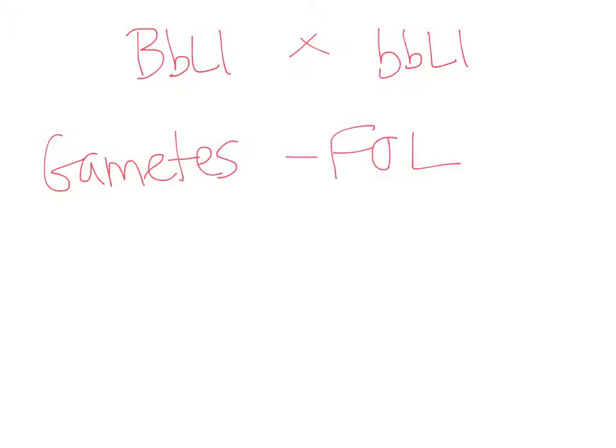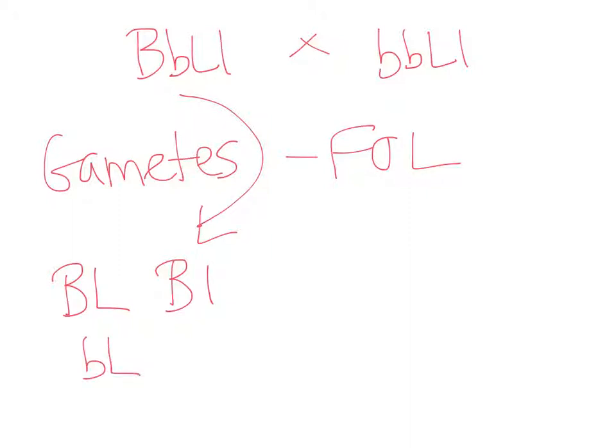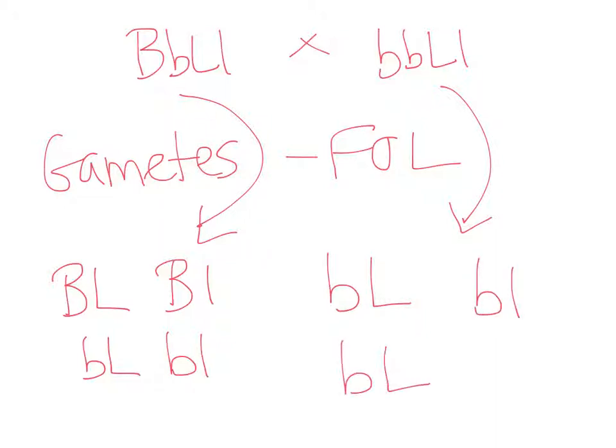So for the first one, your F is going to be big B, big L. Your O is big B, little l. Your I is little b, big L, and your L is little b, little l. For your second parent, your F is little b, big L. Your outer is little b, little l. Your inner is little b, big L. Your last is little b, little l. These are the gametes, and those are what is going to go on the outside of your Punnett square.